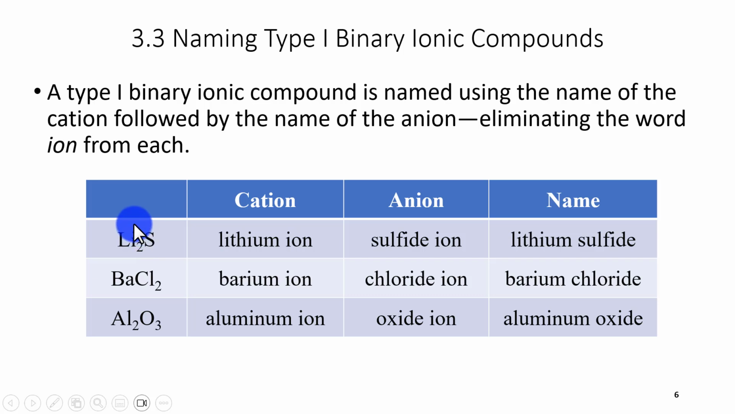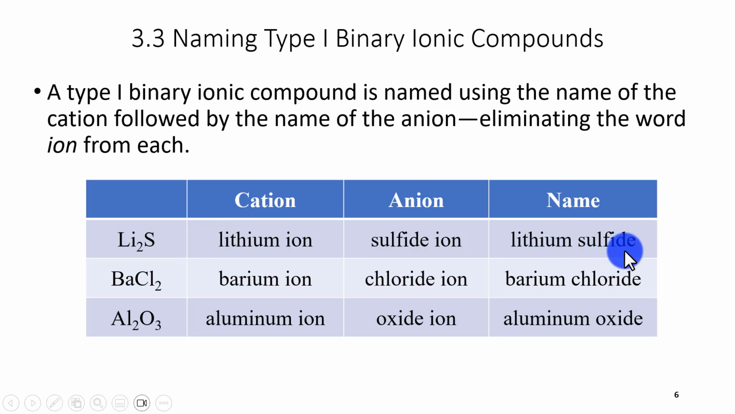We name the metal first. In this case, Li is lithium. Note that lithium is in group 1, so it always forms a +1 ion. It does not form any other type, and so we don't have to specify a 1 in Roman numeral. So we write the name of the metal, which is lithium. Then we move on to the anion, which is sulfur. We drop the ending and add IDE, which becomes sulfide.